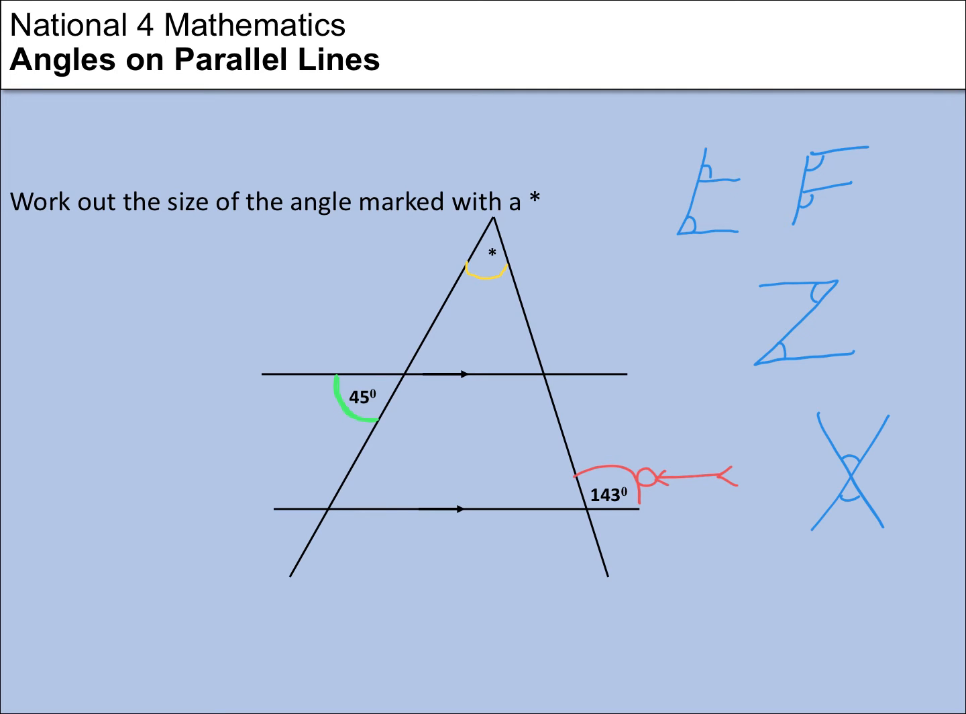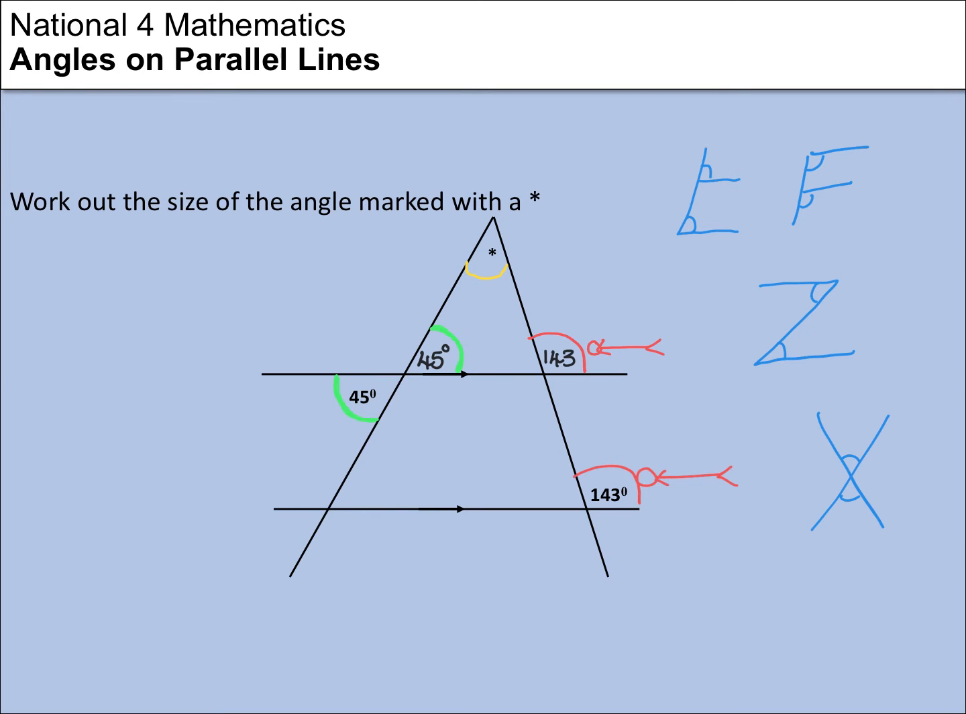So with 143, the wee man in his pillow, the pillow up here is the same size. So that angle up there is also 143. Because this green angle is 45, that means that this angle over here, using the rule of the X, opposite angles are the same size, this green angle will be 45 degrees.